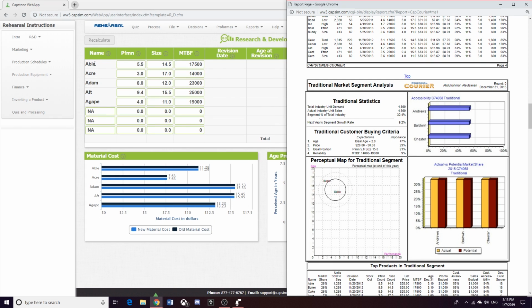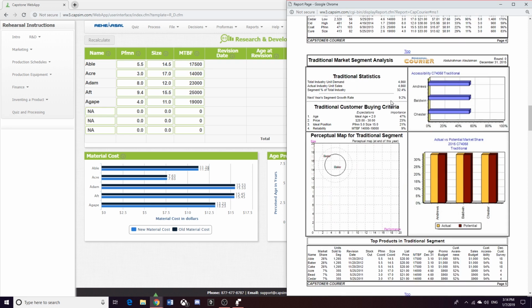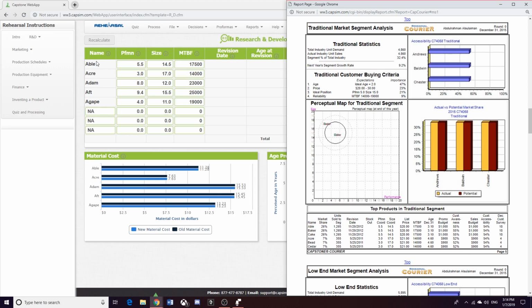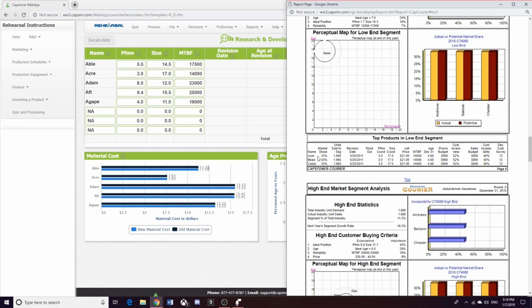So we're gonna look at the first product. The first product, Able. We wanna know what segment does Able belong to, so we know how we can position this product. So we're gonna go and look at the segments. So we start with the traditional. To know what's Able's segment, we can look at the market share. So as you see in the traditional segment, Able has 26% market share. That means that Able is in the traditional segment. If you go and look anywhere else, look, Able is not here.